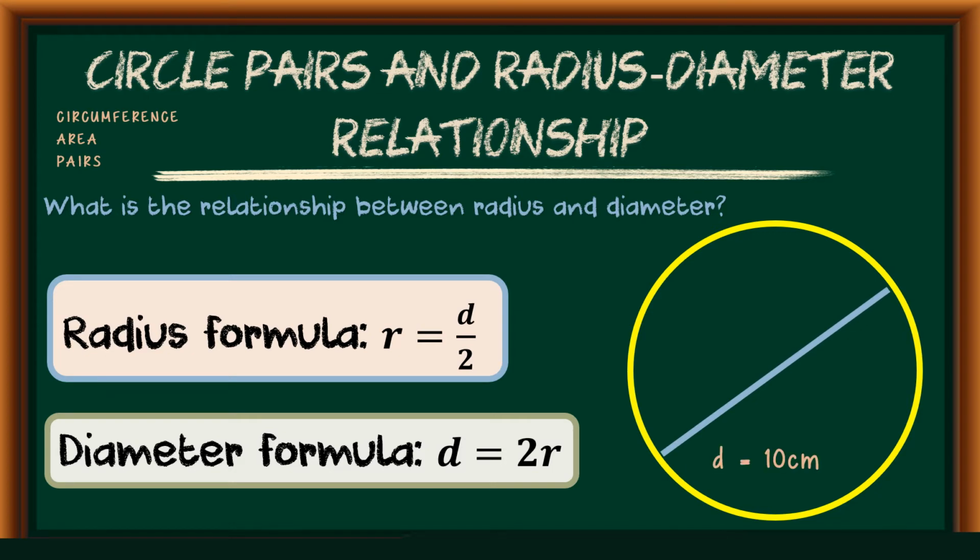So if we have a diameter of 10, what is the measurement of our radius? Yes, 5. Not 20, 5. Kasi si diameter ay dalawang beses ang haba ni radius. At si radius ay kalahati ni diameter.